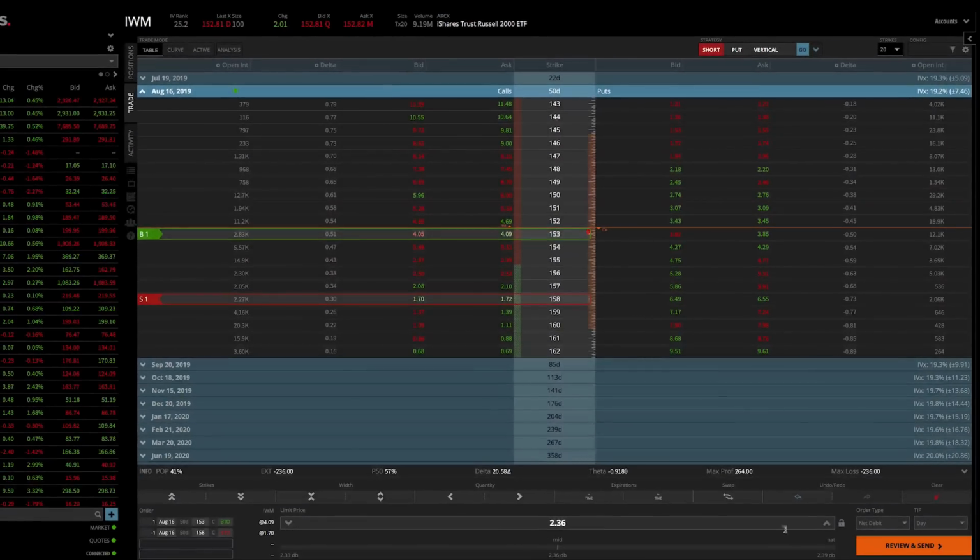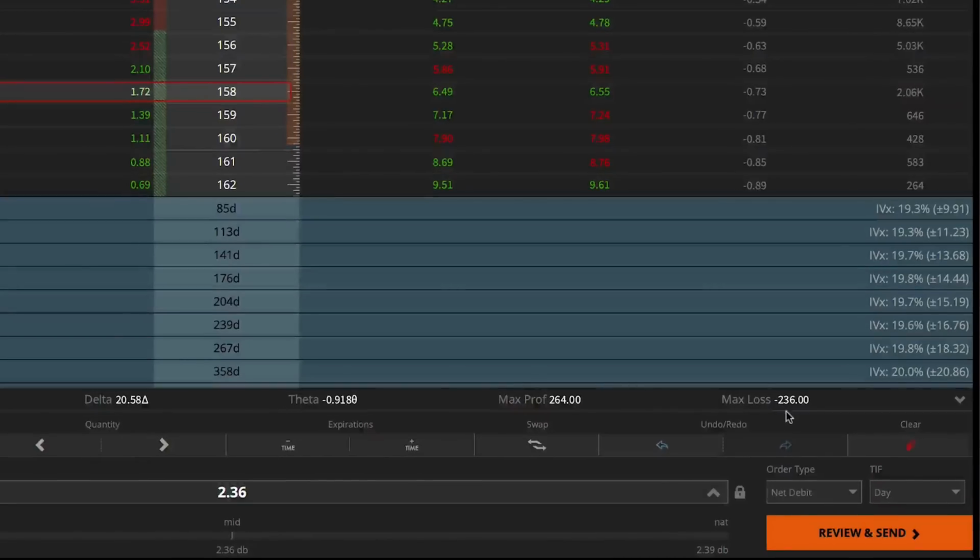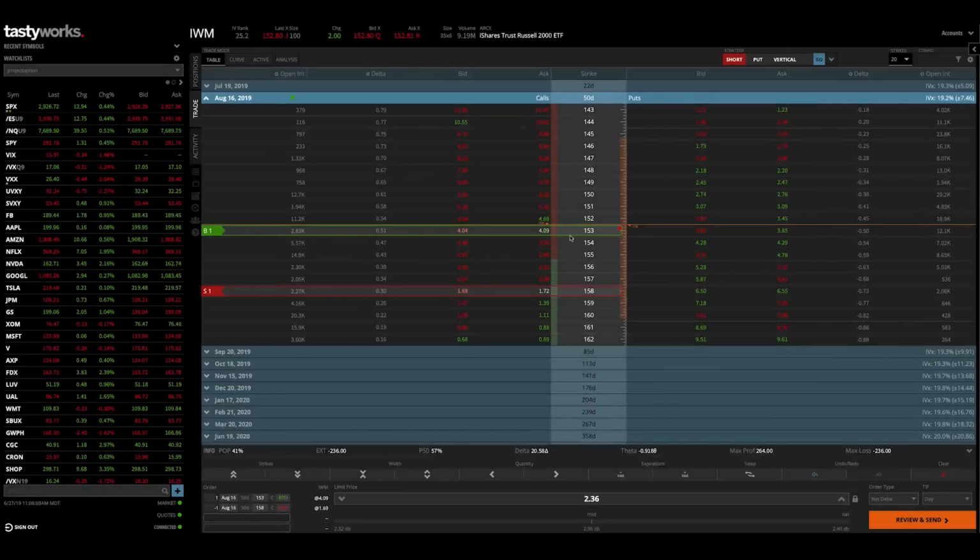As we can see here, the price is at $2.36, and the maximum loss potential in that case is $236 per spread, and the maximum profit potential is $264 per spread. So compared to buying an in-the-money call spread or buying an at-the-money call spread, this type of debit spread setup will have the highest profit potential relative to the risk, but it will also have the lowest probability of profit because for this spread to reach maximum profitability, IWM needs to increase to $158 in 50 days for this spread to reach its maximum potential value of $5.